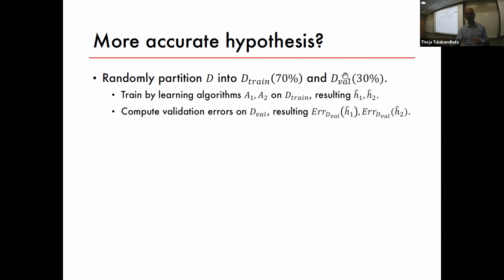So we have the training data and validation data, and you have two learning algorithms, let's say. At the end of the day, we get two hypotheses, H1 hat and H2 hat, and we can use the validation data to come up with two numbers. How would they do in validation? So the validation error for H1 hat and the validation error for H2 hat.